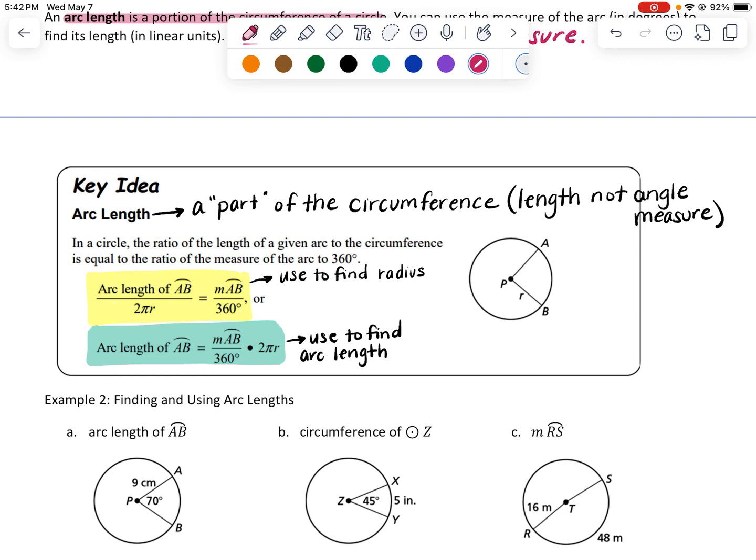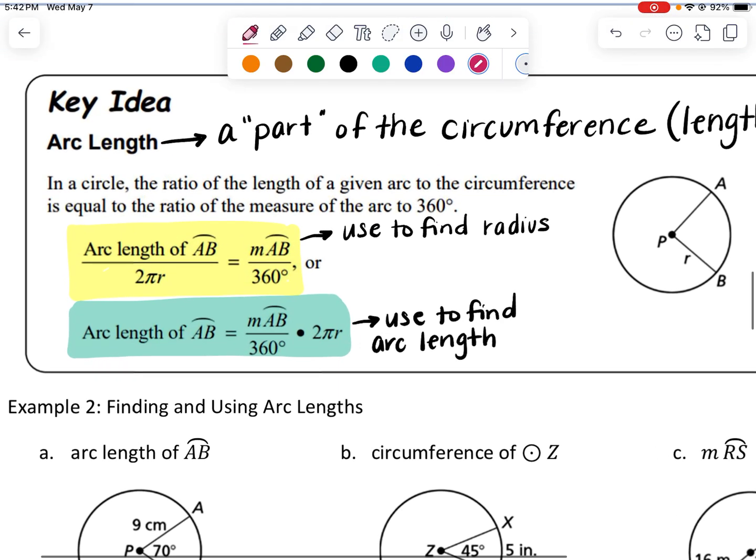Okay, and then we have two equations to help us find it. So the first one is the arc length of AB over 2 pi r is equal to the measure of AB. This is the angle. If we want to, this right here is an angle over 360. So this is the distance. That's the angle. So arc length versus the measure.